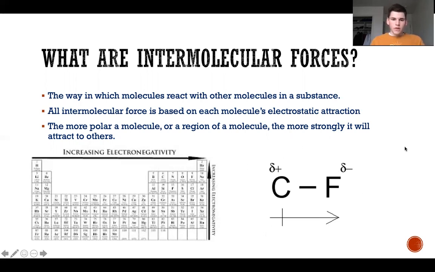And so intermolecular forces deal with this electronegativity concept and how each molecule will react to other molecules in a substance, when they're close together. Basically, the more polar a molecule is, or the more negative and positive regions it has, if it has a super strong positive and super strong negative region, it's going to more strongly attract to others. Whereas if a molecule is even keel all over, then it's not going to be super attractive because it doesn't have a strong positive pole or a strong negative pole.